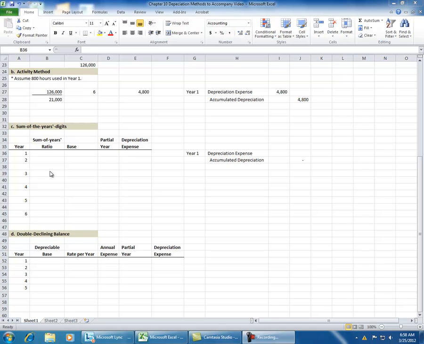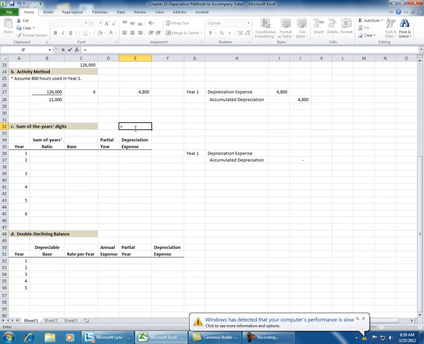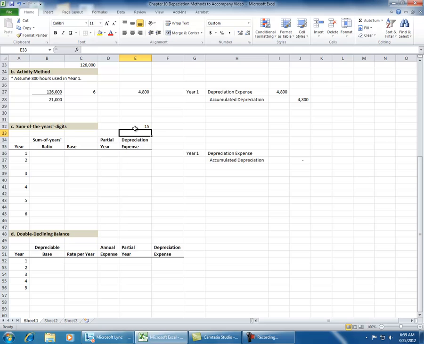The first of the two methods that we're going to look at is the sum of the year's digits. In this method, we're going to have decreasing depreciation charges based on a decreasing fraction of a depreciable cost. So the fraction is determined by taking each individual year and dividing by a base. And the base is simply adding up all of the years of the asset. So in this case, we've got 5 years for the asset, so we're going to add 1 plus 2 plus 3 plus 4 plus 5. The base is always going to be determined by taking the useful life and adding up each of those years to get to your total.